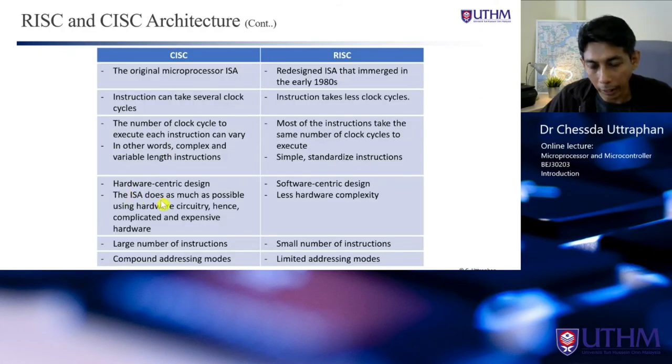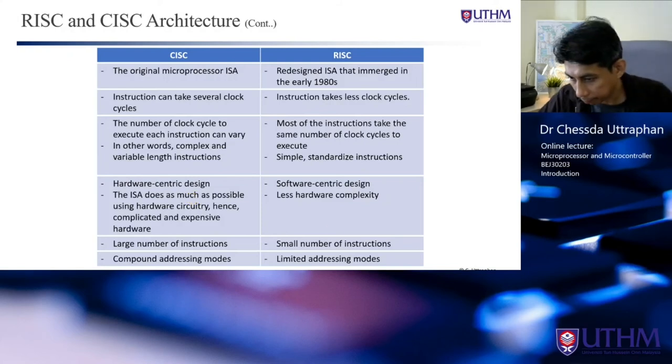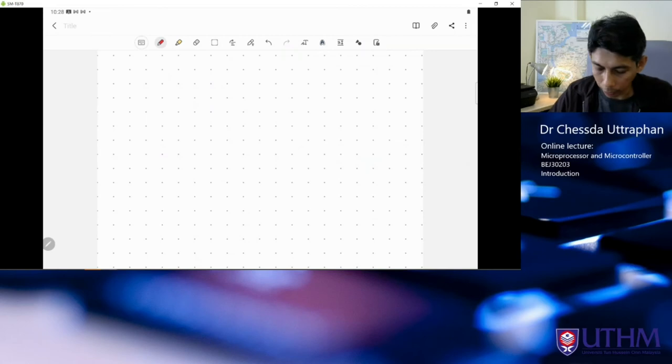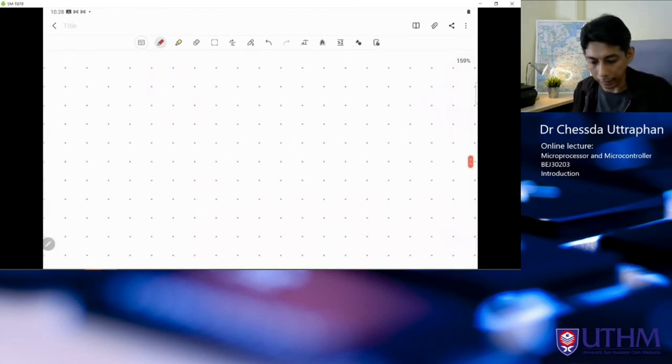The next one is this. In terms of hardware, the complexity of the hardware. CISC is known as hardware-centric design, but RISC is software-centric design. What does this mean? The meaning is this. Again, we need to go back to the basic concept that we have learned actually.